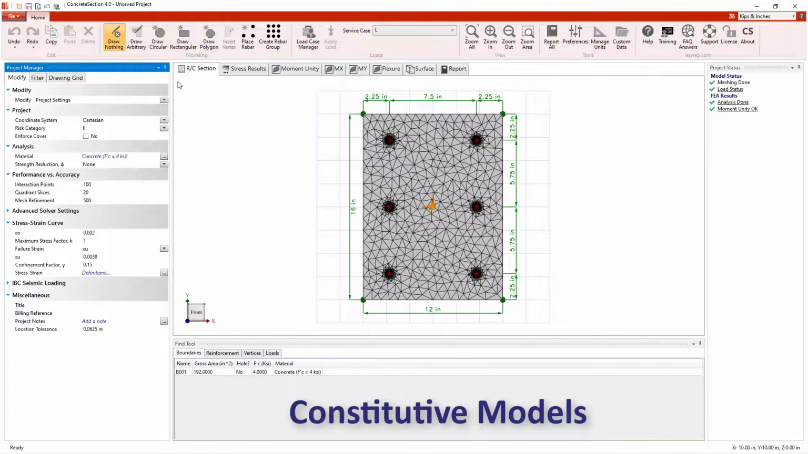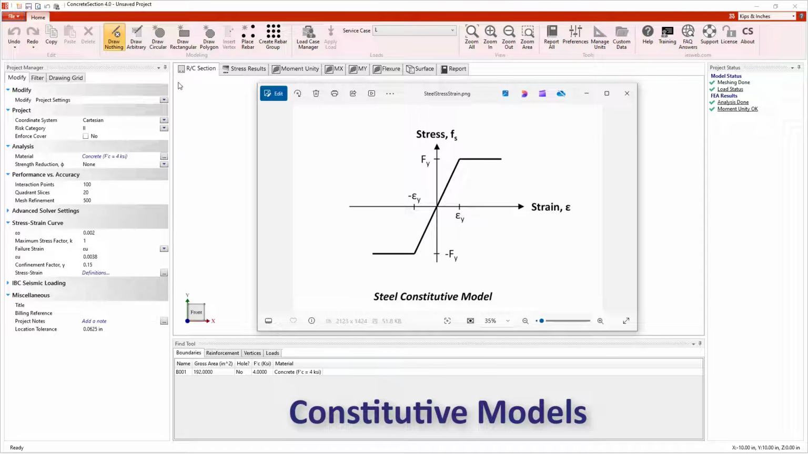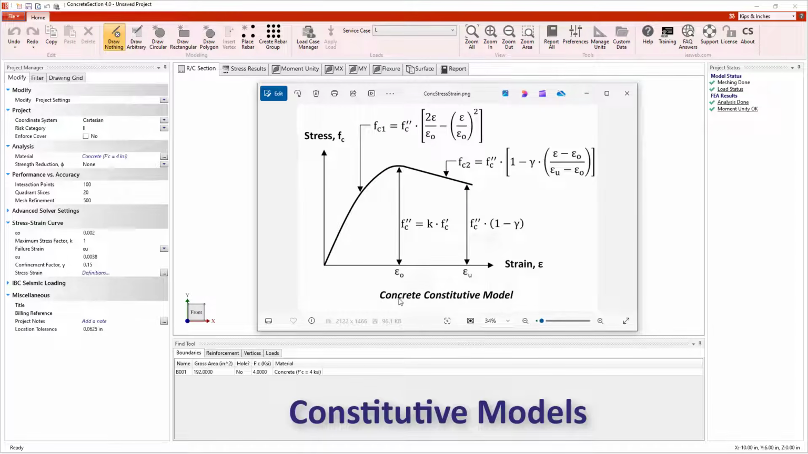Material constitutive models. The analysis engine uses the material constitutive models to translate the strains in the cross-section into their stresses. In ConcreteSection, steel has an elastic, perfectly plastic stress-strain relationship for both tension and compression, as shown in the image. In ConcreteSection, concrete is assumed to have no tension capacity. In compression, the stress-strain relationship is nonlinear, as shown in the image.